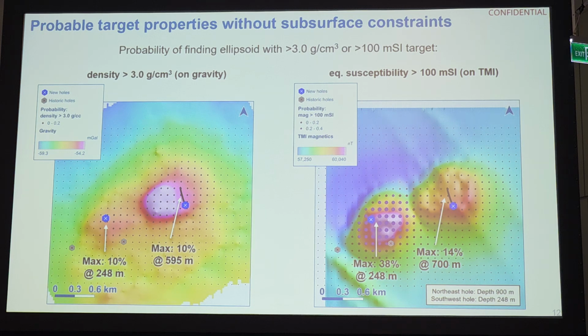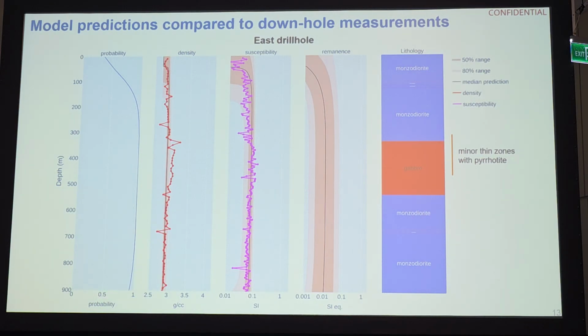Is that important to us? Do we want to chase a 40% probability? What do we think that is, and what could we potentially learn? So just showing you the same downhole plot for that eastern drill hole that we had before, but now because we've included those physical property measurements in the red and the pink, we've got much tighter predictions about what we think is going on in that drill hole.